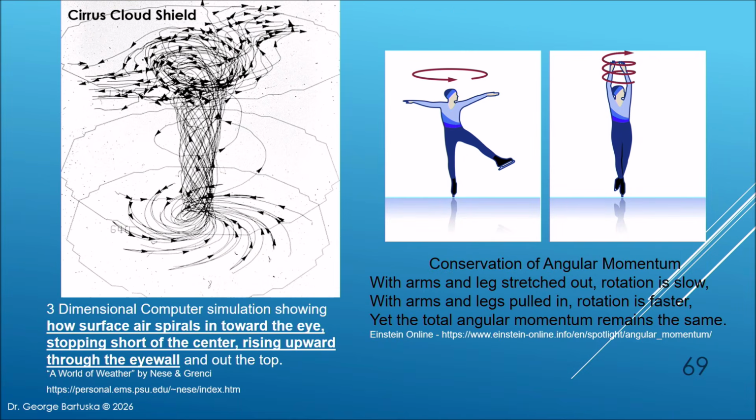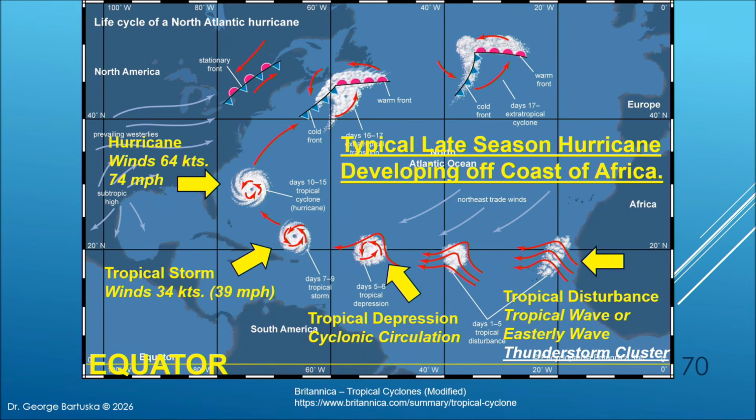And as we know, in the case of a figure skater, when the figure skater pulls their arms in, they can rotate faster. It's what we call the conservation of angular momentum. And thus, the tighter the eye wall is, the more intense the wind can be. Now, what's the formation of a tropical cyclone or hurricane?